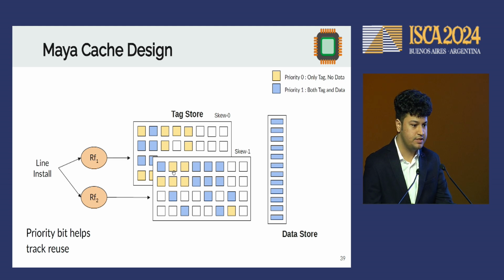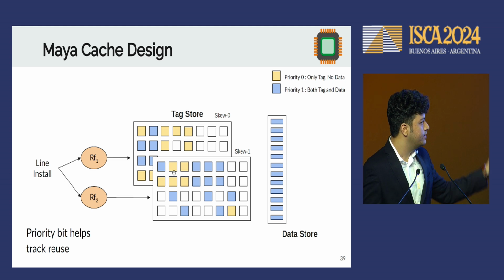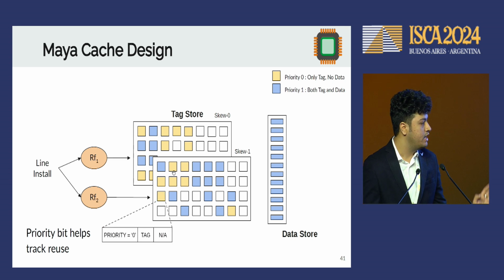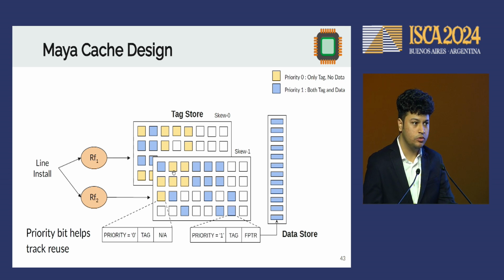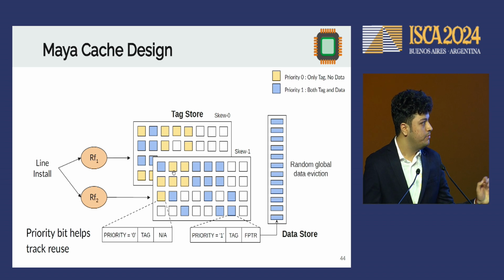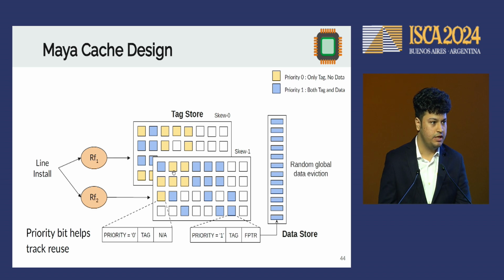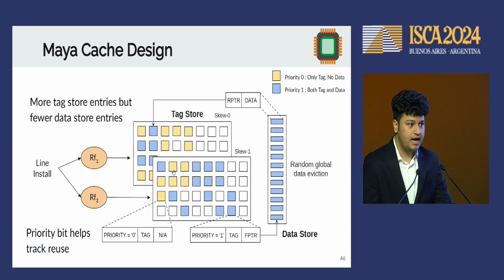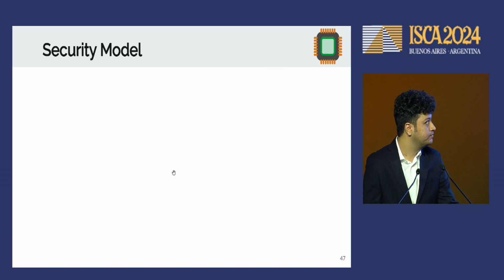This is an overview of the Maya cache design. Here you can see that we have two ciphers which decide the set mapping to each of the skews. We introduce a priority bit in the tag store, which helps us track reuse. So we can have two types of entries now in the cache. A priority 0 entry has only a tag and no data, and a priority 1 entry has both tag and data. We perform random global data eviction from the data store with the help of reverse pointers. The Maya cache design has more tag store entries, but fewer data store entries. And since data store entries are more expensive, we end up with storage savings.